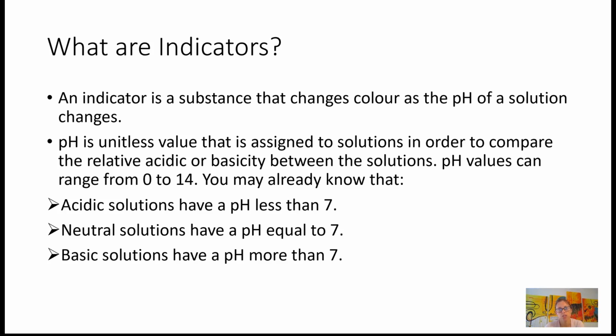With our universal indicator that you would have used before, you would notice that we usually have a value between 0 or 1 through to about 14. Our acidic solutions are those that have a pH less than 7, and we'll come to pH and what that means a little bit later in this module. Neutral solutions have a pH of 7, and the basic solutions have a pH greater than 7.